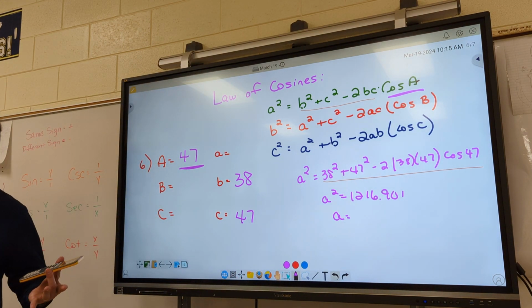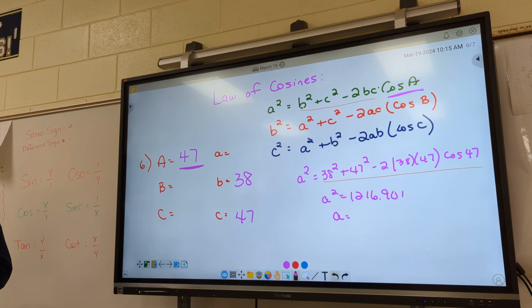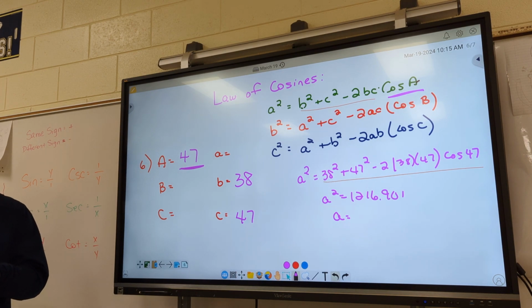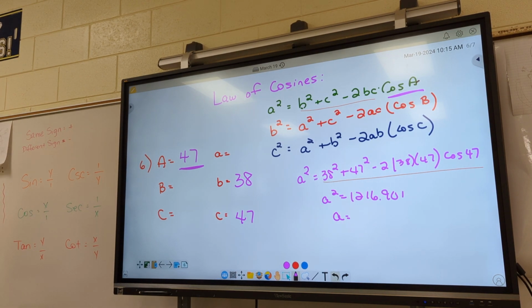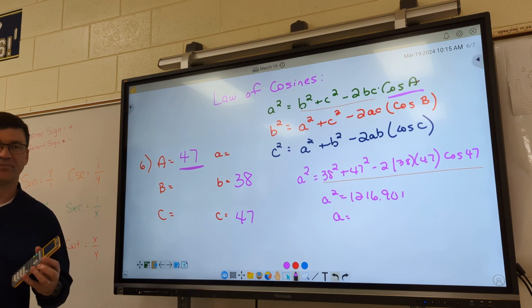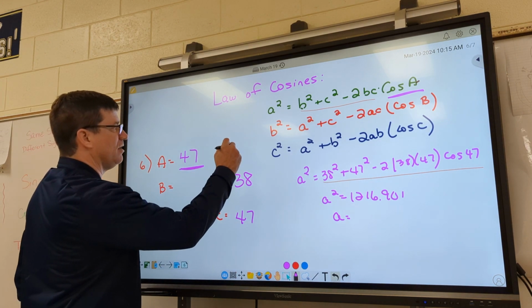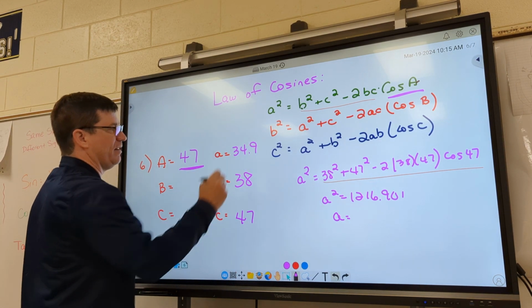How do I get to that? Take the square root. 1216.901. Guys, at least show 3 or 4 decimal points when you type that in, okay? Give you a more accurate answer. I got 34.8 rounded up, 34.9. Where does that go? A. That goes for side A right here, 34.9.